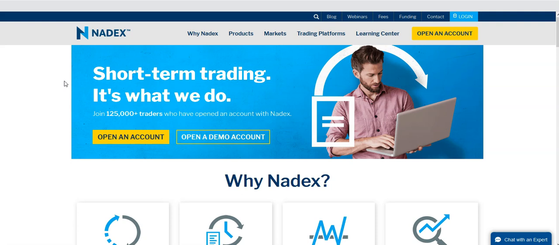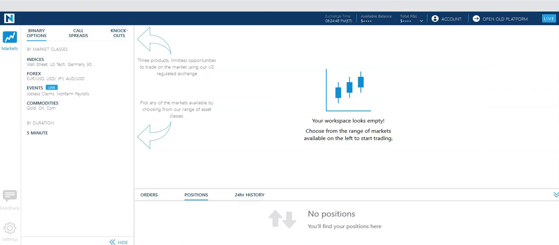So what we're looking at are Nadex binary options, and today we're going to go over what the call spreads in Nadex are, how you can trade them, which ones to trade and which ones not to trade, okay, and how they actually work.